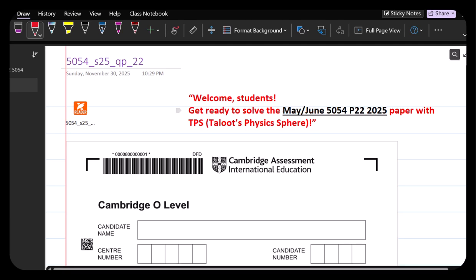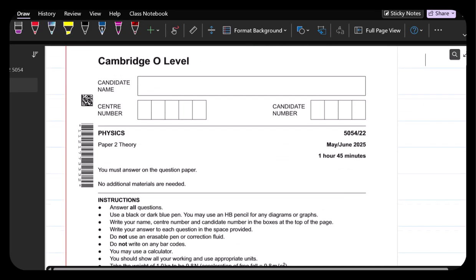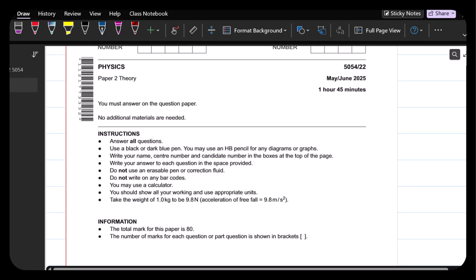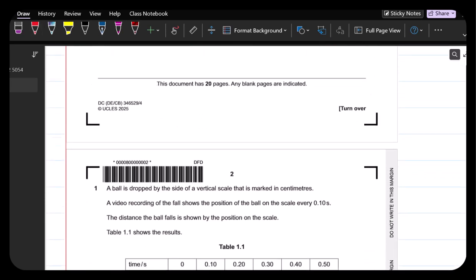June 2025 paper 2 variant 2 of 5054 paper with TPS. So in this paper, you remember that you have to take the value of g, that is going to be 9.8 Newton per kilogram. So total marks are 80 and we have to attempt all the questions. So let's see the first question.